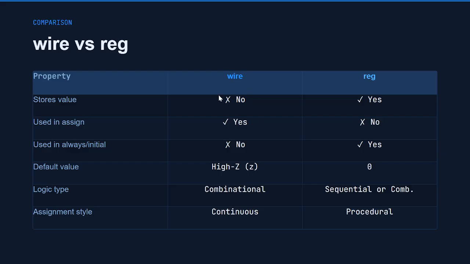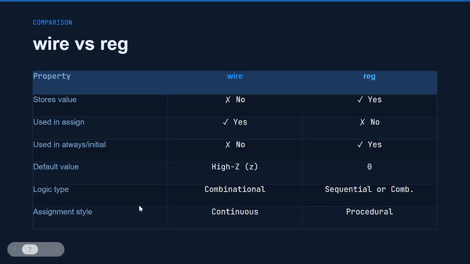So wire will be used only for combinational logic. Why? Because you all know about combinational and sequential logic, right? So why does wire only suit combinational logic? Because wire doesn't have memory, right? In combinational logic, we don't need memory. We just need to pass down a value, right? So that's why wire will only be used in combinational logic, whereas reg can be used in both sequential and combinational.